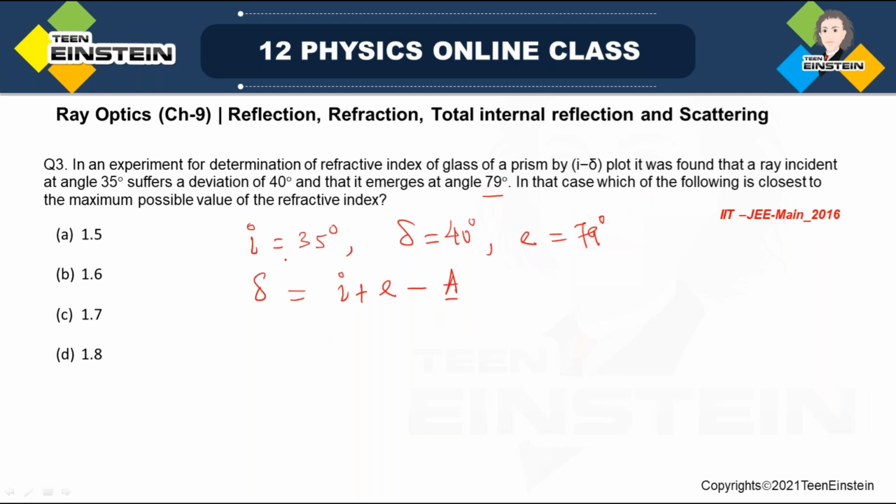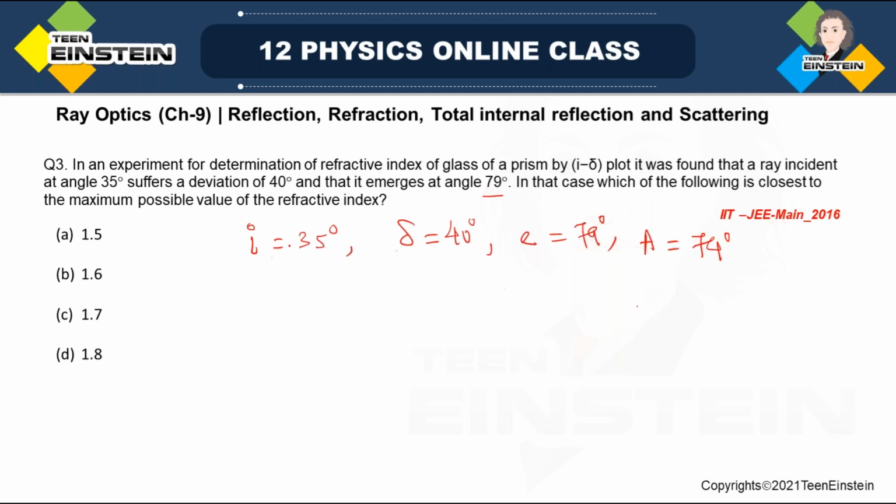Oh, I'm sorry. From here itself we can find it, since i, delta, and e are known. So from here A can be found out. A will be i plus e minus delta. So i is 35 degrees, and e is 79 degrees, minus 40. So this will give you plus 35 plus 79 is 114, minus 40 is 74 degrees. So the angle of prism we have found out is 74 degrees.